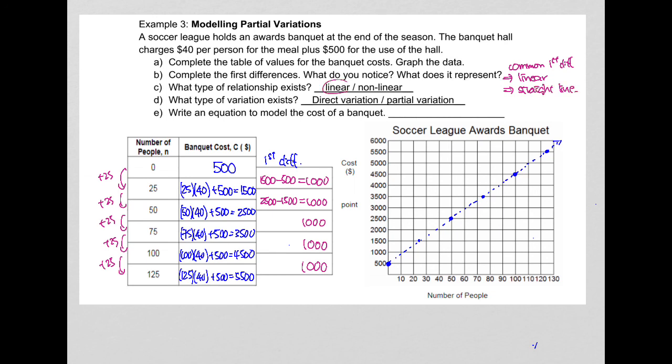So this is linear. However, this time, because they didn't go through the origin, right? This is 500. So we say that's partial variation. Let's figure out what would be the equation now. So if I say number of people is n here, then I will need to do n times by 40 plus 500 will equal to my total cost, C. So C equals 40n plus 500.